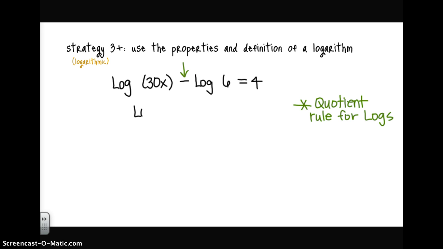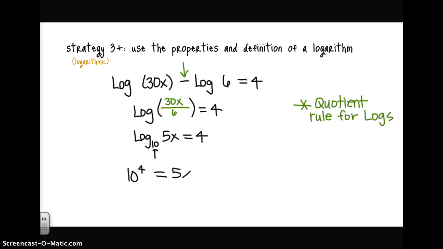So I think now log of 30x over 6 equals 4. So that really means the log of 5x equals 4. Okay, so now I think, how can I use the definition of what a logarithm is? Well, the base here is 10. When we don't see a base, we think 10. So 10 to the fourth, because the answer to the log is the exponent. Logs help us find the exponent. 10 to the fourth equals 5x now.